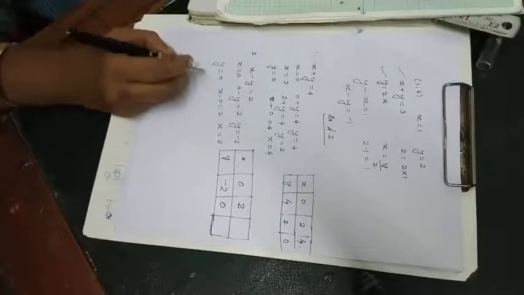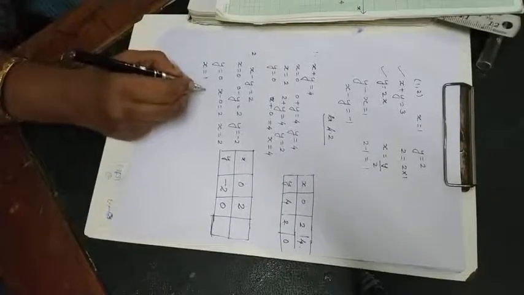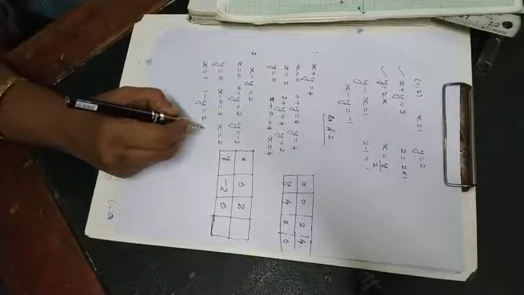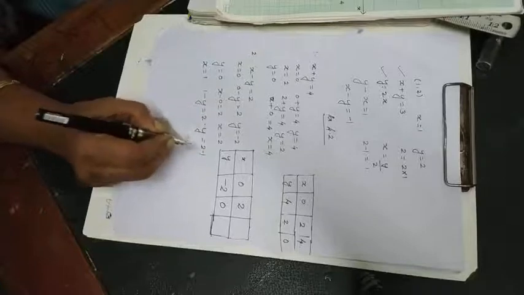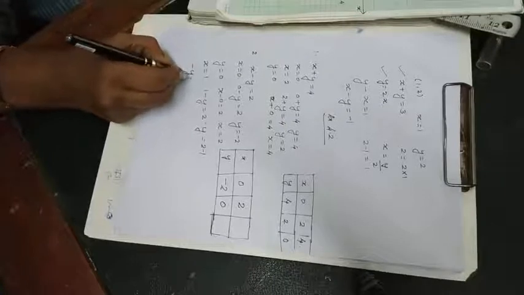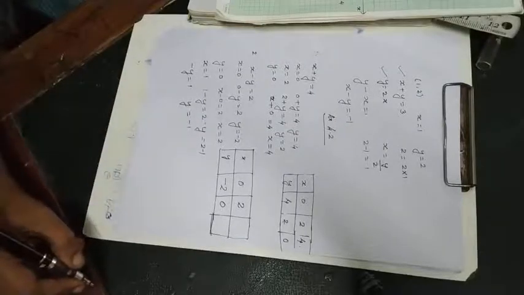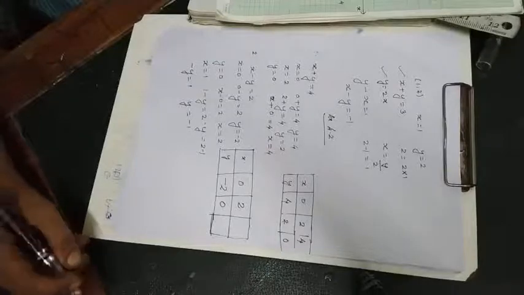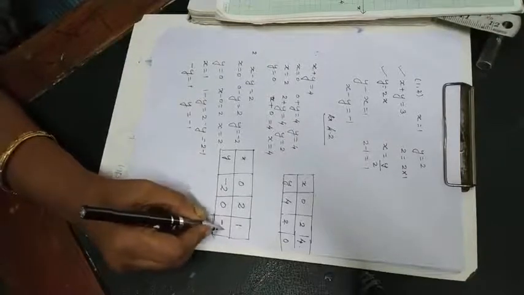Now if x is equal to 1, then 1 minus y is equal to 2, or negative y is equal to 2 minus 1, that is 1, so negative y is equal to 1, or y is equal to negative 1. So x is equal to 1 and y is equal to negative 1.